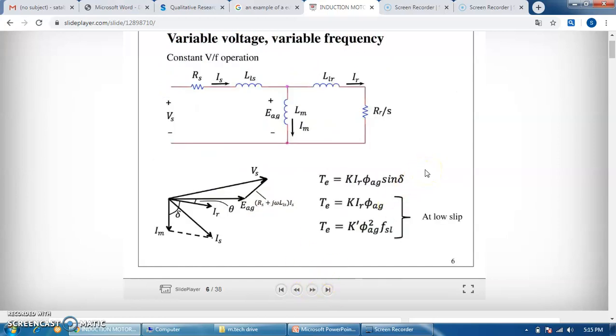Now, variable voltage, variable frequency. It's a very important method. So already I have discussed this diagram in the first slide. Now in this slide, here again we are having the corresponding phasor diagram.